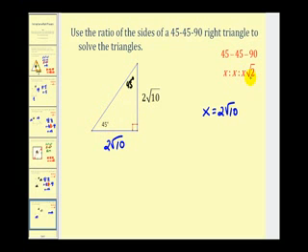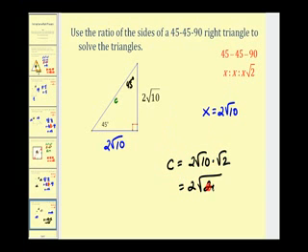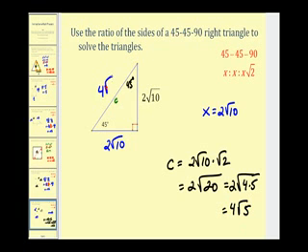And then the hypotenuse, or the side opposite the 90-degree angle, would be equal to x times square root 2, or 2 square root 10 times square root 2. So if we call this side C, we'd have C equals 2 square root 10 times square root 2. Well, that's going to give us 2 times the square root of 20. Of course, this simplifies. 20 is the same as 4 times 5, and 4 is a perfect square. So this simplifies to 2. We already have a 2 here, so that would give us 4 square root 5. So this missing side here would be 4 square root 5. And now that triangle is solved.